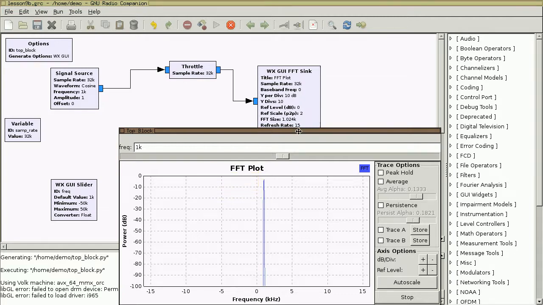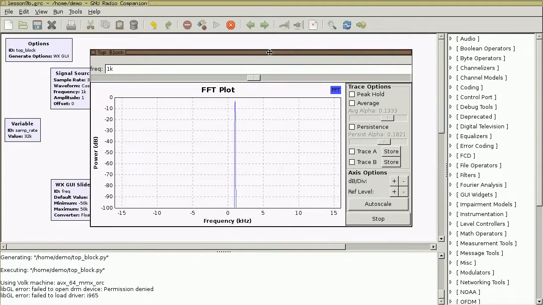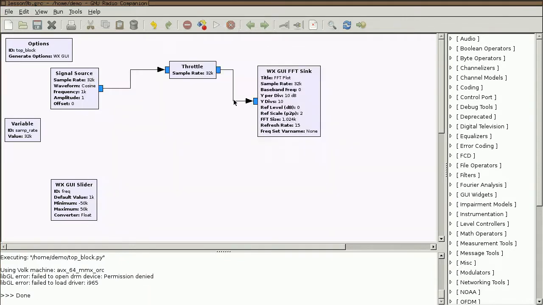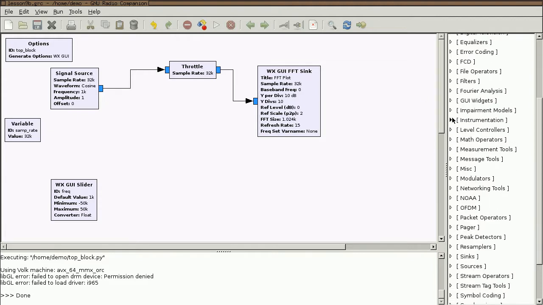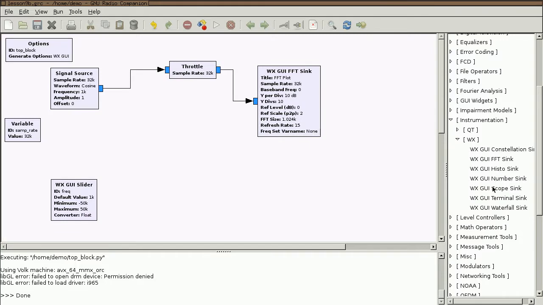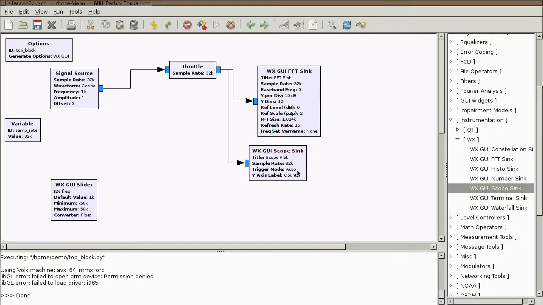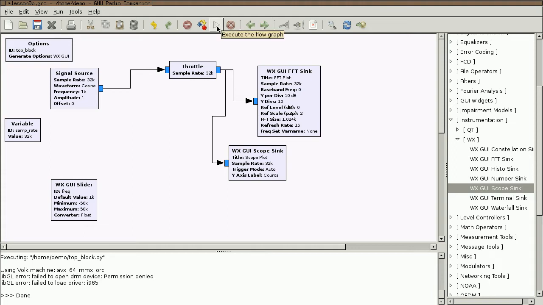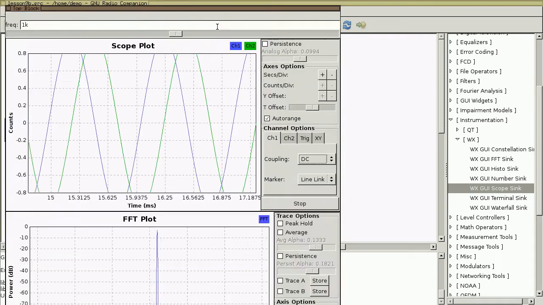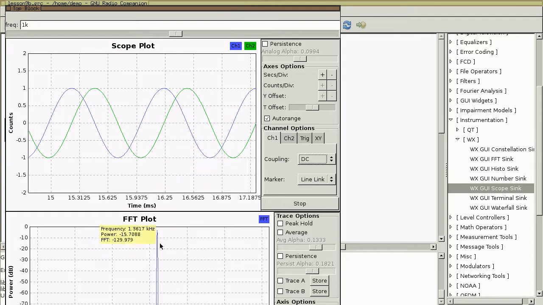Now in the exercise or the homework for lesson 4, I asked you to add a scope sink to this flow graph. So we'll go in and look at instrumentation, WX scope sink, and add this so we can scope the output, or look at the time domain representation at the same time that we look at the FFT, or the frequency domain representation. And this is what it looks like. We see a spike at 1 kilohertz, and here we see what appears to be a 1 kilohertz cosine wave.